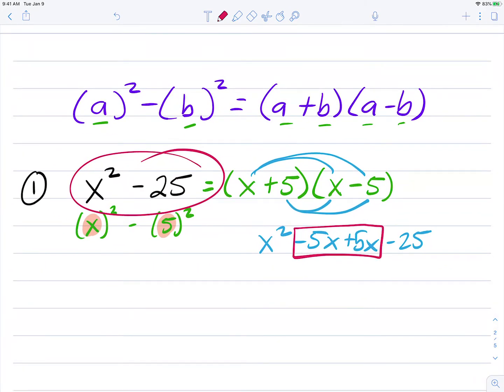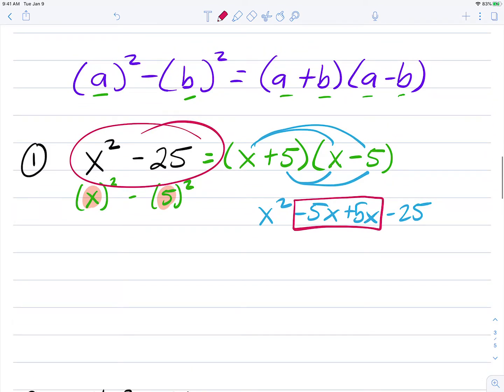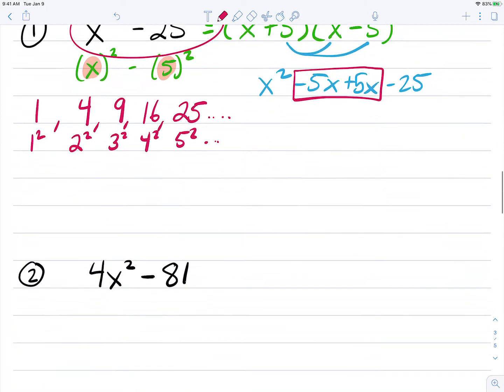So let's try another one. It might come in handy if you want to make yourself a list of all of the square terms. If you have your composition notebook, you might have it. Things like 1 squared is 1, 2 squared is 4, 3 squared is 9, 4 squared is 16, 5 squared is 25, and so on, because those are the numbers you're going to be looking for.